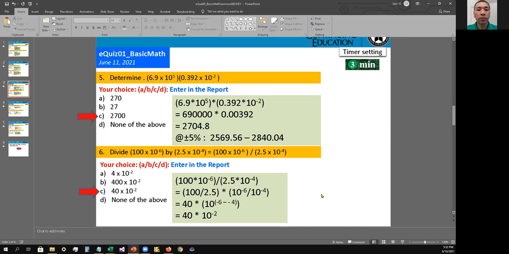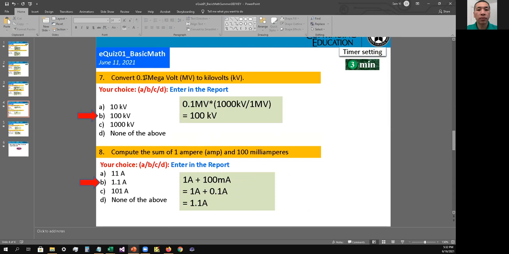Okay, number 7. Convert 0.1 megavolt to kilovolt. So therefore 0.1 megavolt times, there's 1000 kilovolt in 1 megavolt. So now you take this one, multiply by 1000, you get 100 kilovolt. So the answer is B, as in Bob, for number 7.